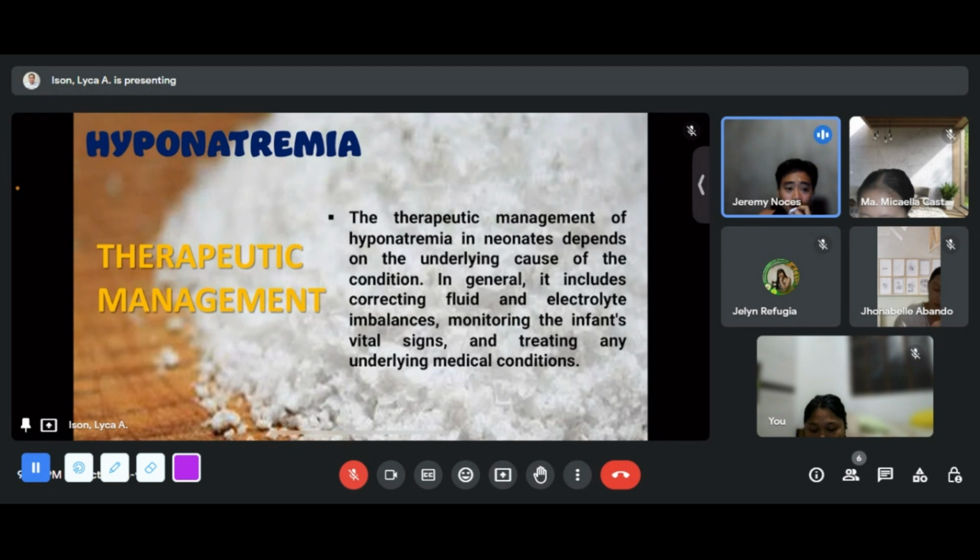So here is the therapeutic management. The therapeutic management in neonates depends on the underlying cause of the condition. In general, it includes correcting fluid and electrolyte imbalances, monitoring the infant's vital signs, and treating any underlying medical conditions. So, same lang din sila sa hypernatremia. So, nagdedepende pa din sa kung anong cause ng condition nila. Next.